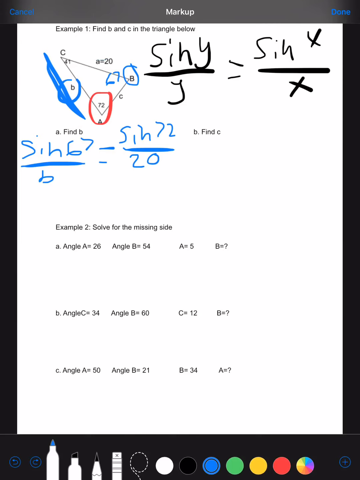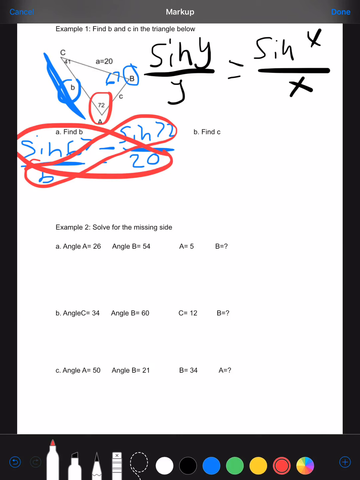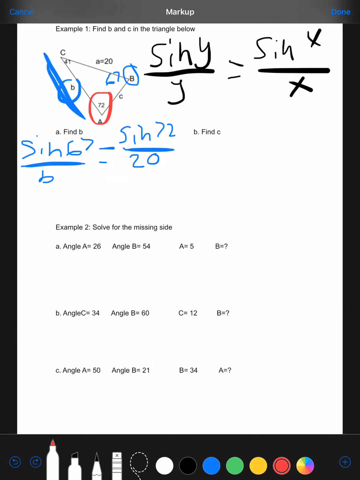Okay, so now we're going to cross multiply. I'm going to run out of room real fast, so we're going to erase those. But we're going to cross multiply, so we get B sine 72 is equal to 20 sine 67. Okay? Whenever you multiply a number to sine whatever, you put those numbers out front. So we put the B out front, we put the 20 out front, and we're going to go from there.